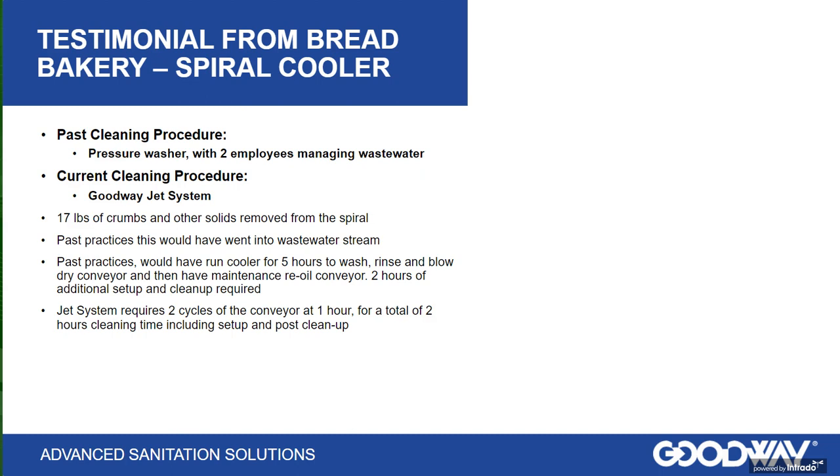So with the jet system, they're able to get away from all that, and with just 2 cycles of running the spiral, 1 hour each, for a total of 2 hours of total cleaning time, including the setup and post cleanup, they were able to get the belt clean, reduce their cleaning time from 10 hours down to 2 hours, and reduce their labor spent cleaning the belt from 14 hours down to 6 hours.